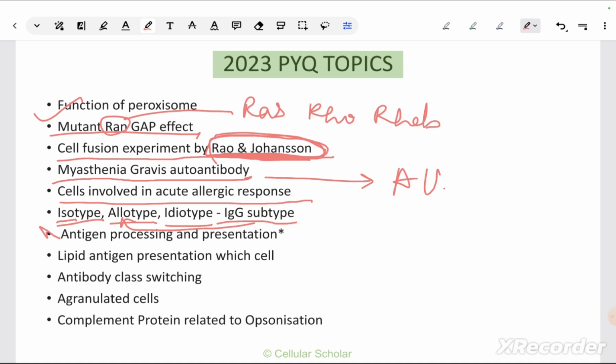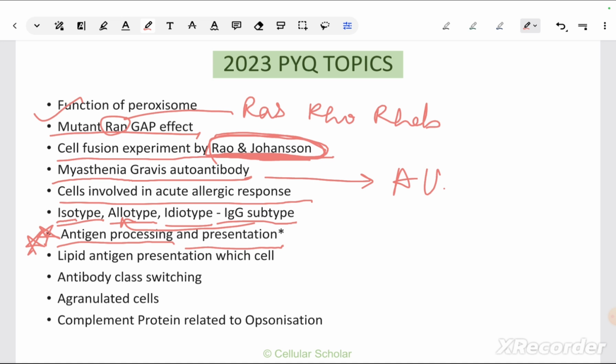Then, a very very important topic, antigen processing and presentation. You should know which pathways are involved for MHC1 and MHC2 antigen processing and presentation, and what kind of antigens are processed in these processes. All this you should know.